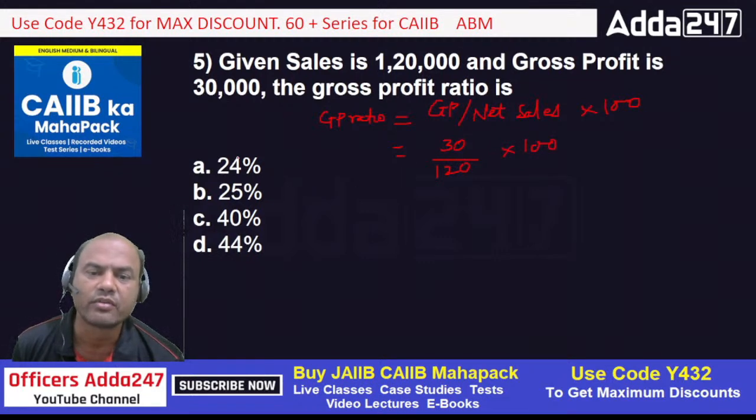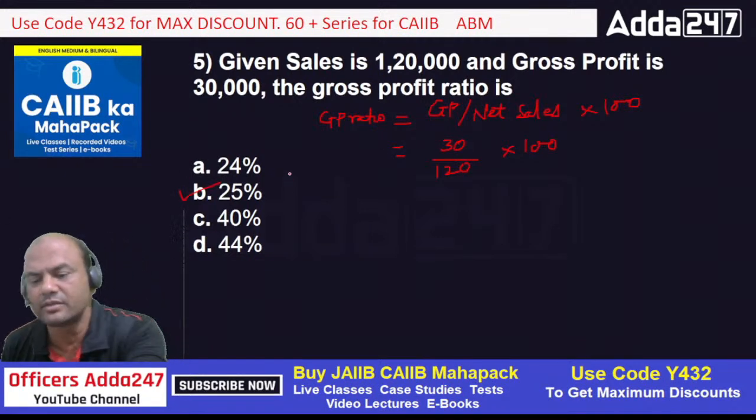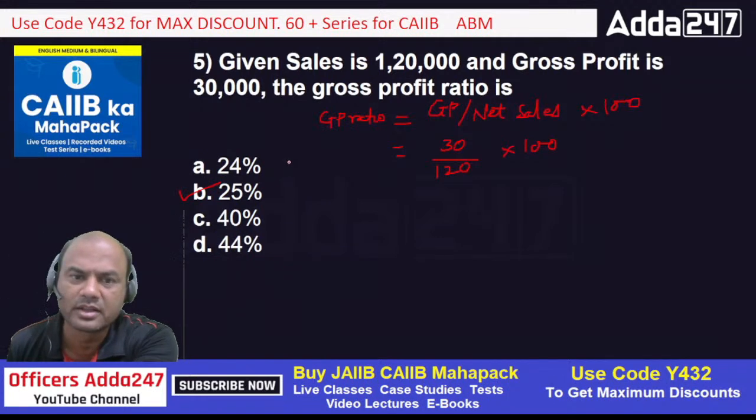So answer is, what is the answer over here? A, B, C or D? Fast, fast. Yes. Let me see the answer. You should be fast in your calculations over here, because now exam is just now. Just one day ahead, right? So it is B, 25%. Got it everyone? Move on.